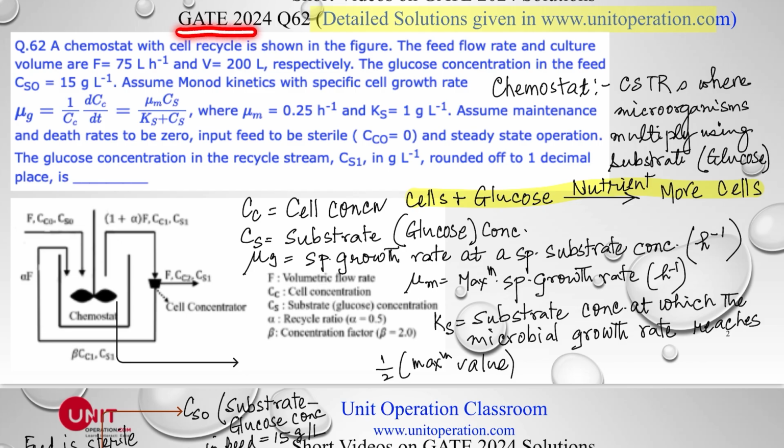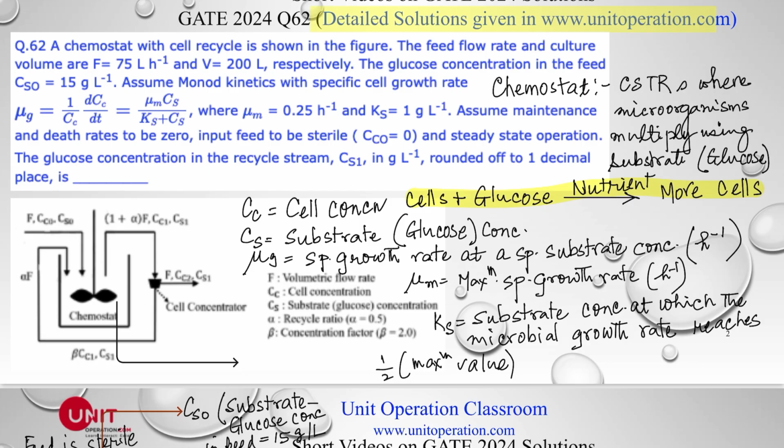We are now discussing GATE 2024 question 62 problem. A chemostat with cell recycle is shown in the figure. So this is my chemostat. What is a chemostat? Chemostat is a CSTR where microorganisms multiply using substrate. In this particular case, this is glucose.